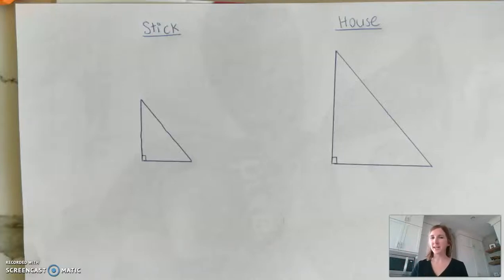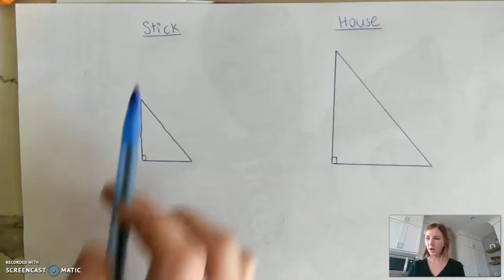Hi, I'm Miss Lucas and I am doing option 3, how tall is your residence? So you saw the pictures of me measuring the shadows of the stick and the house, and I measured the height of the stick as well. So I drew these two right triangles to represent the stick and the house.